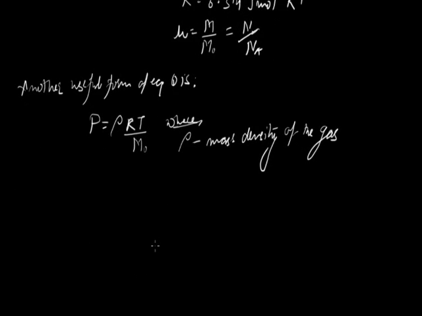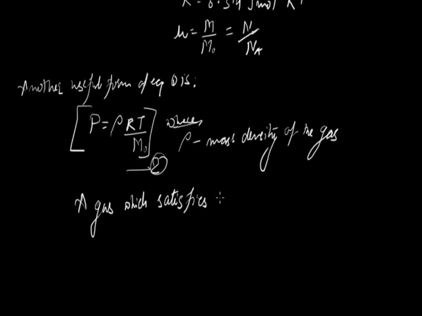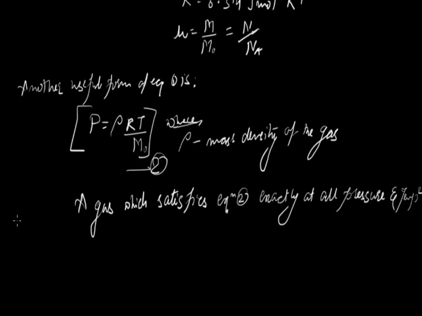Now, a gas that satisfies this equation, which is equation 2, exactly at all pressures and temperatures is defined as an ideal gas. So we can write as a definition of an ideal gas: a gas which satisfies equation 2 exactly at all pressures and temperatures is defined as an ideal gas.